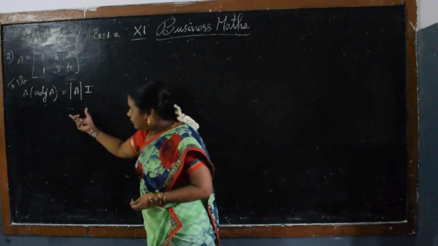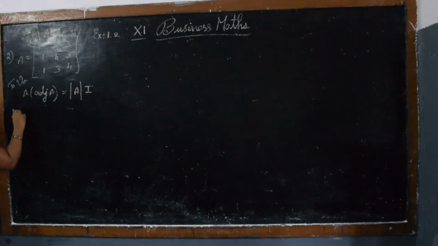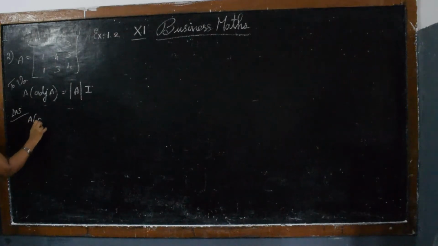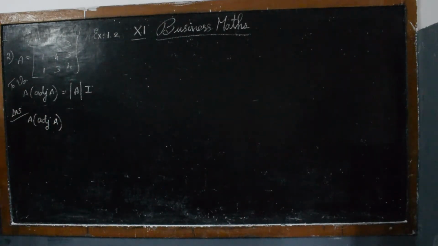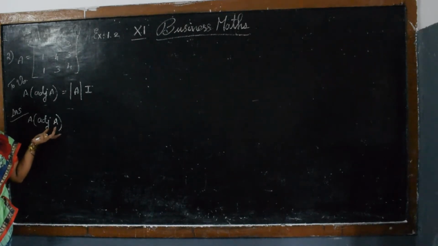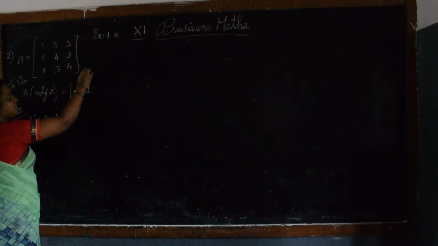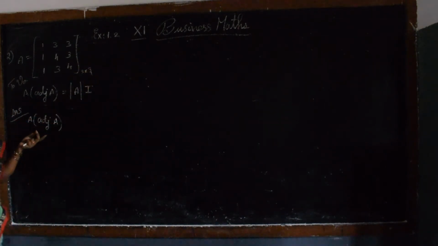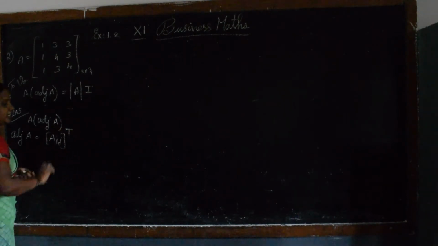See, in that, first I am going to take the left hand side. What is LHS? A into adjoint of A. What is meant by adjoint of A? You have to take the cofactor for the given matrix. This is a 3 by 3 matrix. What is the order for this? 3 by 3. So first find the cofactor. See, adjoint of A is Aij transpose. Find the cofactor and take the transpose.